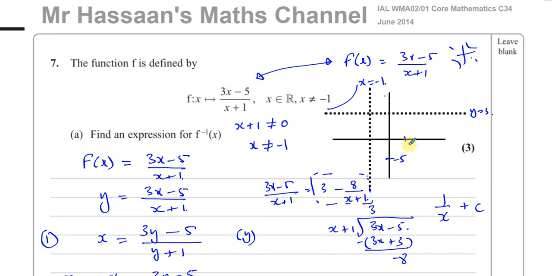So it's definitely going to go through those two points for sure. So it'll look something like this without touching the asymptote, of course. So that's how it will look.